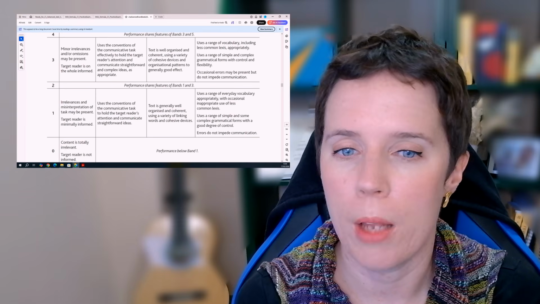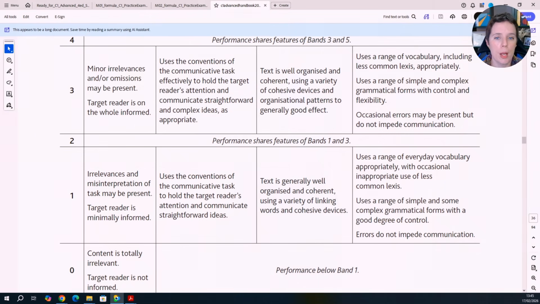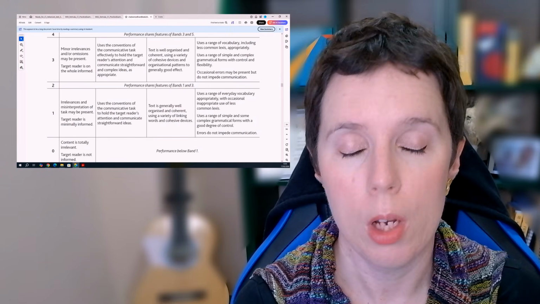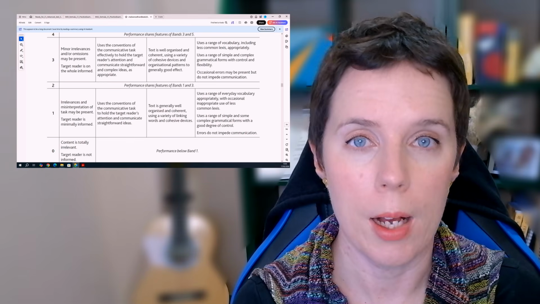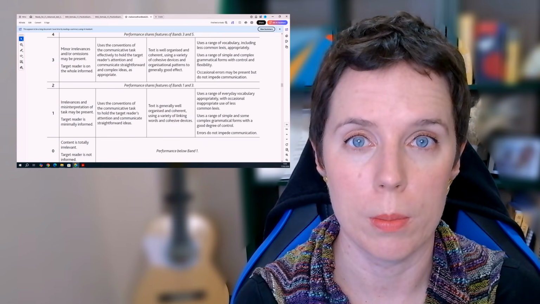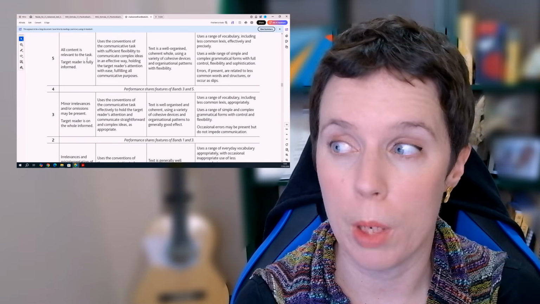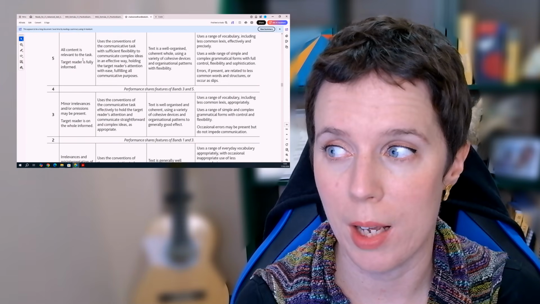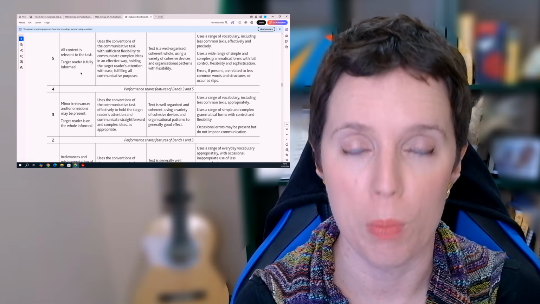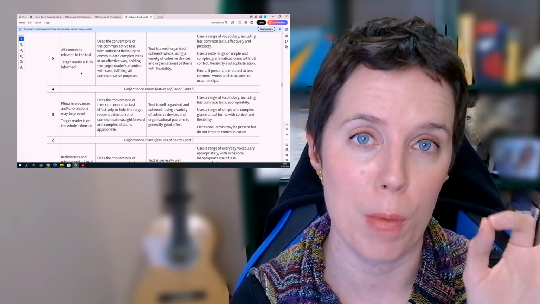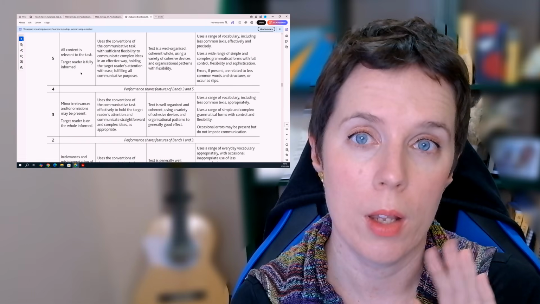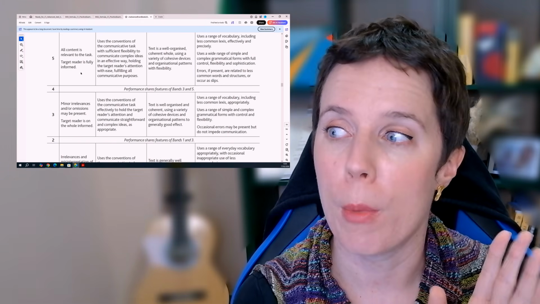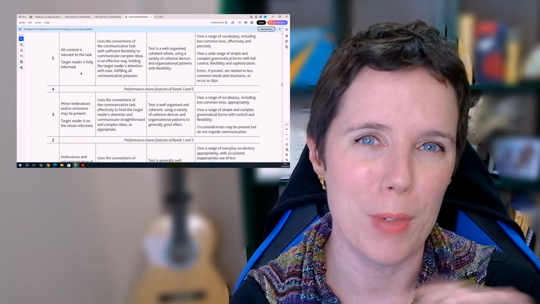So let's take a look at band 1. So in terms of content, band 1, you can see here, irrelevances and misinterpretation of the task may be present. Target reader is minimally informed. So basically you haven't answered the question, you've misunderstood the question, and you have not actually answered it properly. Okay. Meanwhile, band 5, all content is relevant to the task and the target reader is fully informed. So you've understood the question and you've hit every point that the question has asked you to. That's all you need to do to get band 5. Also, you're not kind of writing about irrelevant stuff as well.